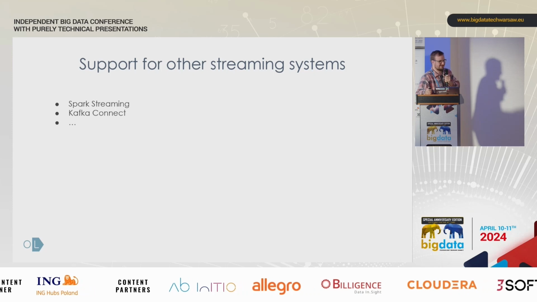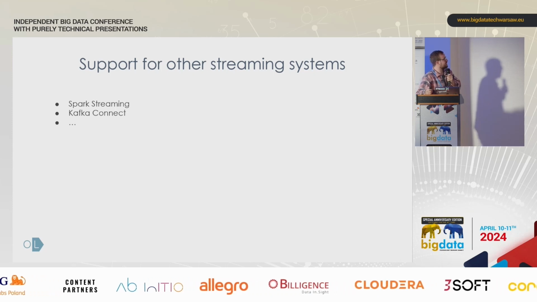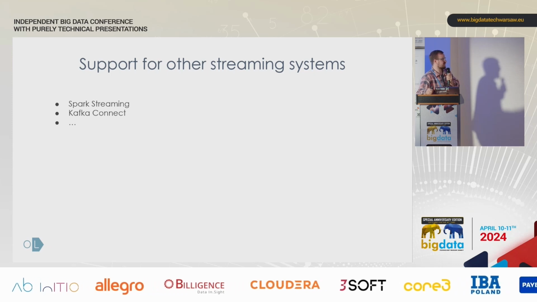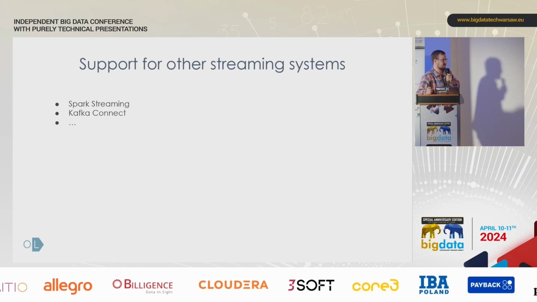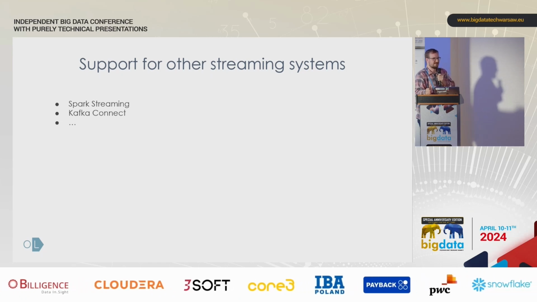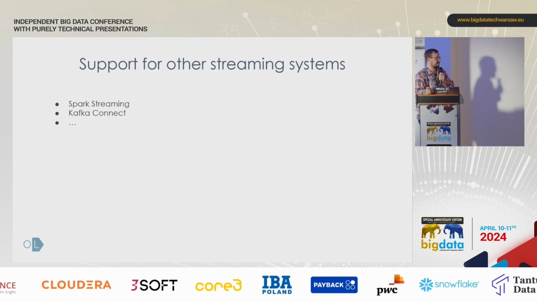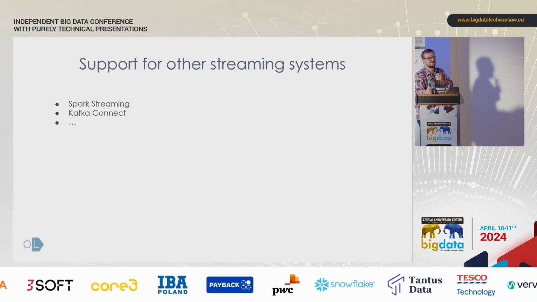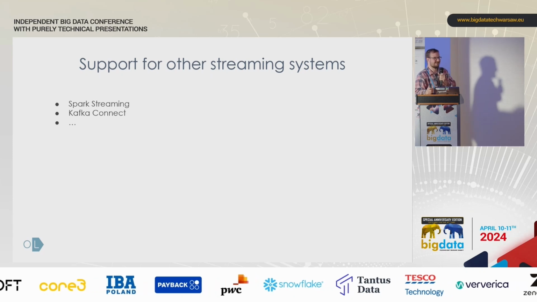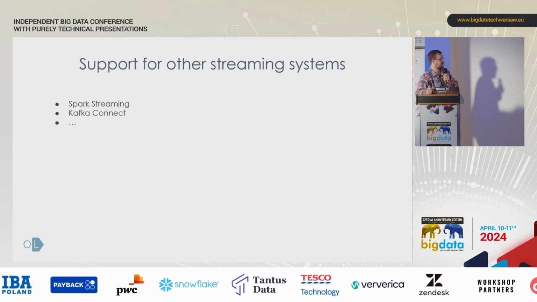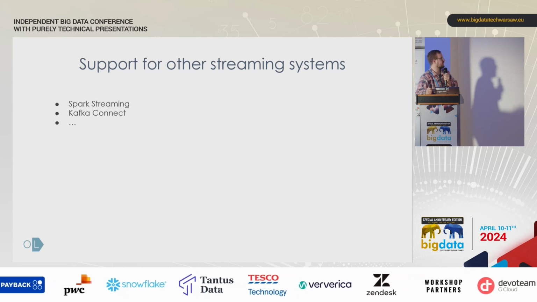Yeah, so I have just a few words to say right now. We plan to have a support for other streaming systems, like Spark streaming is pretty much under work. So we have a Spark integration. It doesn't support Spark streaming right now, but it will in the near future. And a good candidate, I think, is Kafka Connect, because it's kind of simple and it gives a lot of value to its users. So it's a great candidate to have.